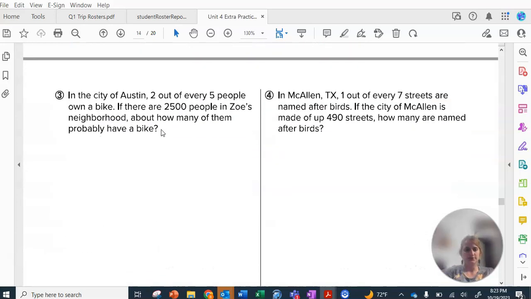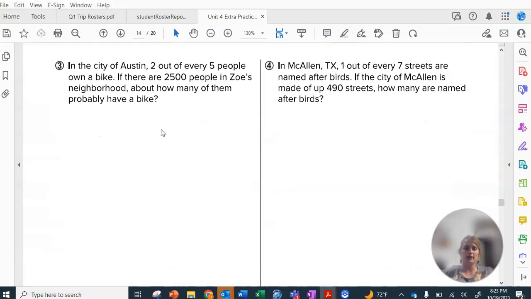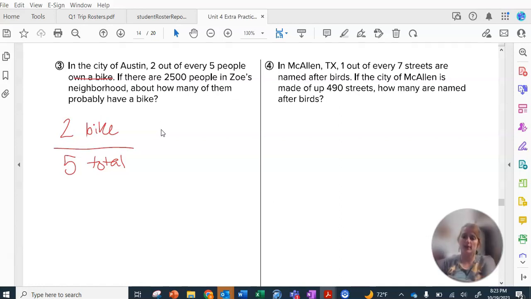Next page. In the city of Austin, 2 out of every 5 people own a bike. So when you hear out of every, it's the first number, that 2, that is the number that own a bike. So 2 people have a bike, and 5 is the number of people that they asked in total. Which means that 3 people, because 2 plus 3 makes 5, 3 people were like, no, I don't have a bike. I used to be able to say yes, and then someone stole my bike, so I don't have a bike anymore. Sad. If there are 2,500 people in Zoe's neighborhood, about how many of them probably have a bike?